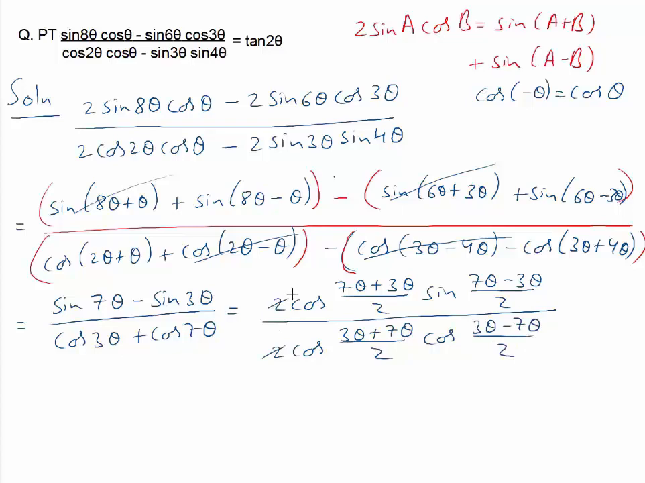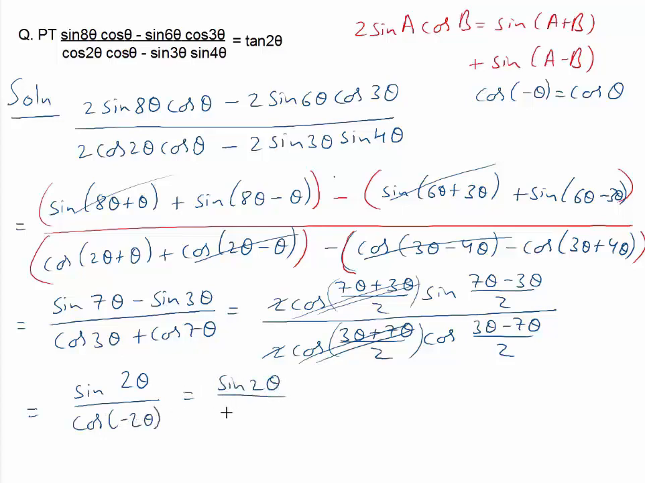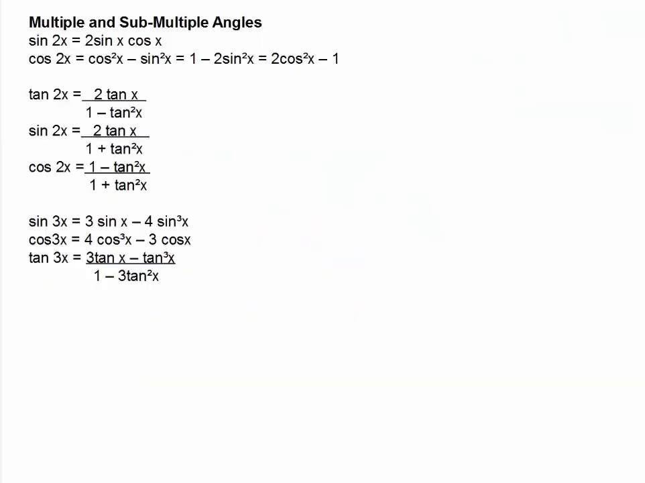Now if you realize, 2 will get cancelled, because this whole angle is the same as this angle, so this will also get cancelled. So we'll be left with sine, this would be 7 theta minus 3 theta, which is 4 theta by 2, so that would be 2 theta, whole divided by cos of minus 2 theta. So this would be equal to sine 2 theta. Now cos of minus anything is cos of the same angle. So this would be tan 2 theta, which is equal to the RHS.